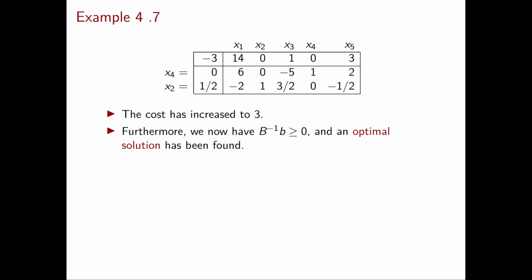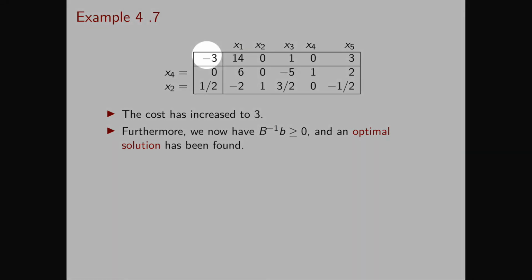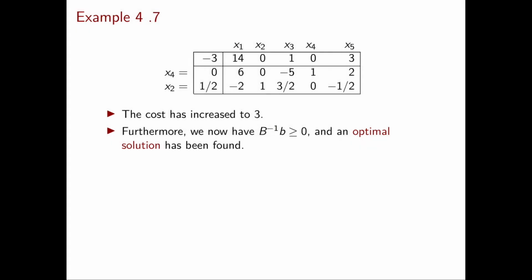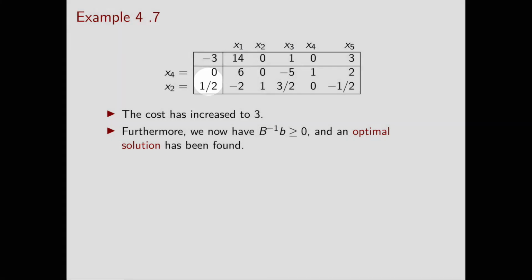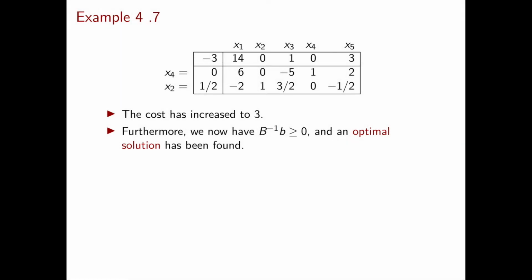As you can see, the cost was 0 and has now increased to 3. All the reduced costs are still greater than or equal to 0, so we still have a dual feasible solution, but now we also have that B inverse b is greater than or equal to 0. So we also have a primal feasible solution with the same cost, and so we have found optimal solutions.